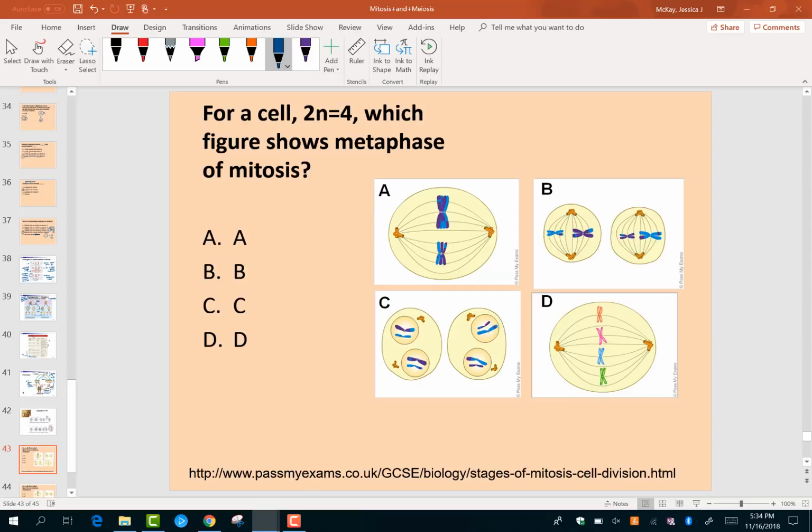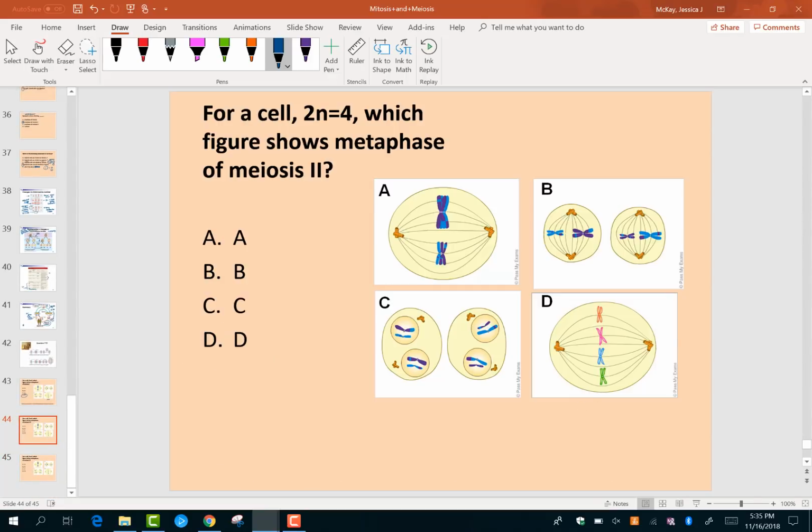For a cell 2n equals 4, which figure shows metaphase of mitosis? I really want you to think about this. I really want you to pause and make sure you can understand what these different images are showing you. So the correct answer is D, because you have all 4 chromosomes lined up in the middle for metaphase.